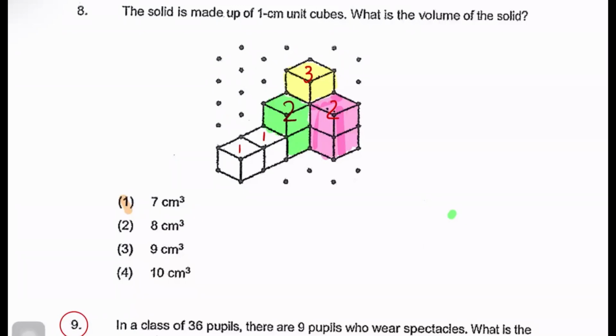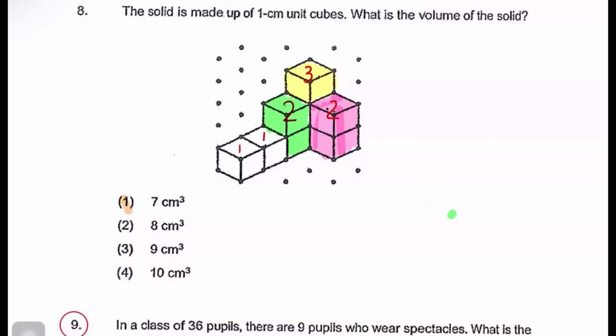Then if I remove the pink to expose the yellow cubes, can you see how many yellow cubes are there? 1, 2, 3. There are actually 3 yellow cubes stacked on each other. It is 1 cube taller than my green and my pink cubes. Understand?